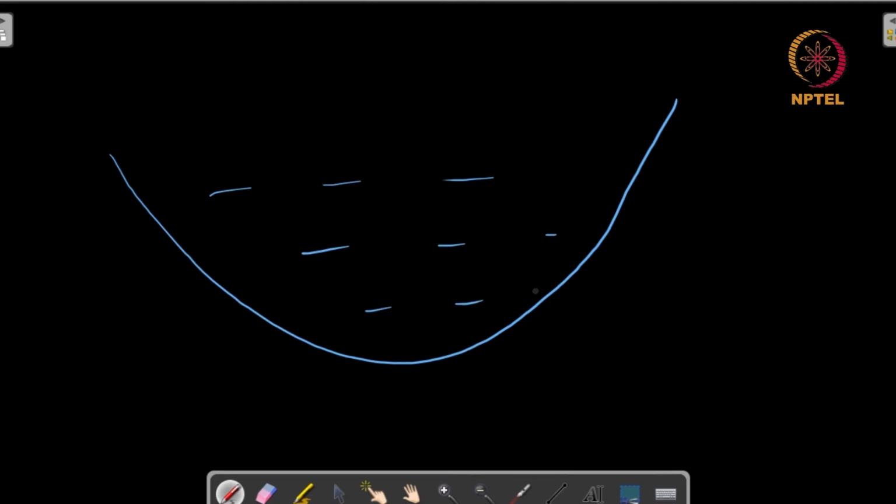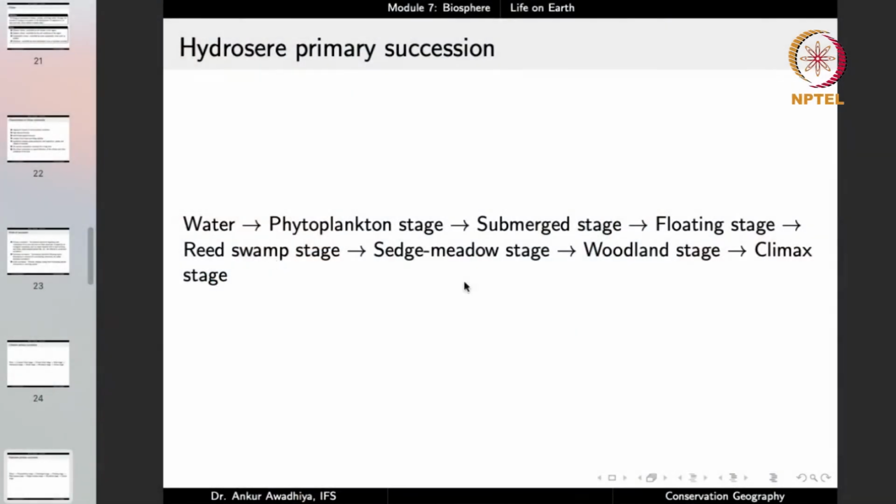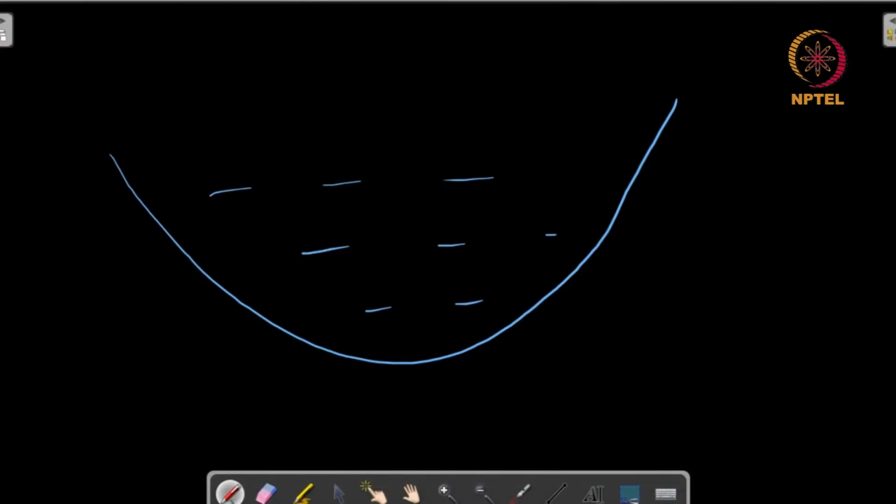Now what will be the first species that can come up in a pond? There are no species, but the first species that will come up will probably be planktons, which are microscopic organisms. So in the case of water, it will move from water to a phytoplankton stage. These are plant planktons, microscopic organisms which are plants. They are again photoautotrophs. They make their own food using sunlight. And these planktons will grow in this water, and once they die, they will fall off. And so they will form a layer of sediments in the bottom.